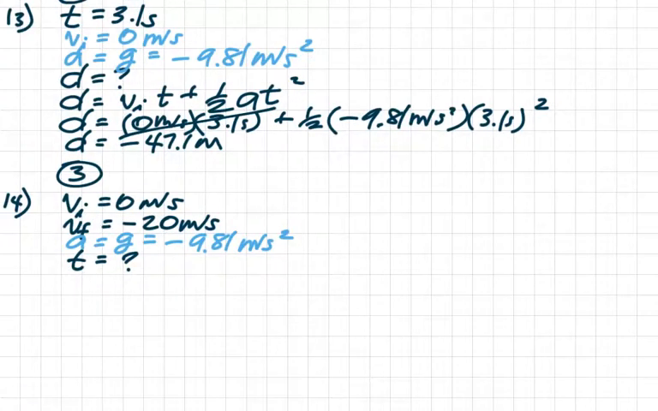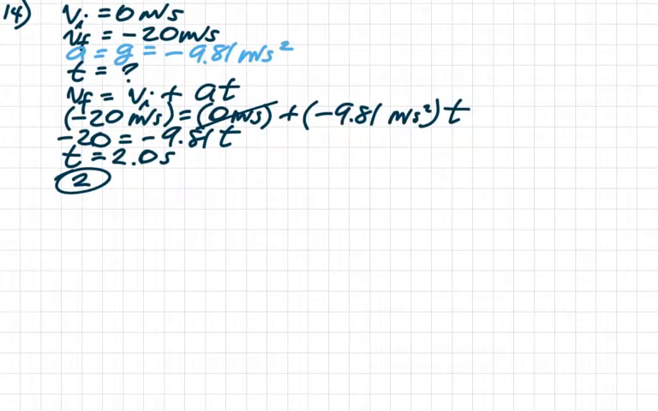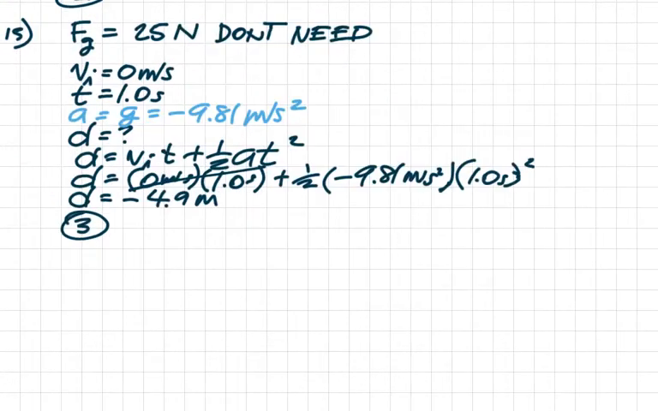Dropping a ball, wants to know the time when its speed is 20 meters per second. I made that V final negative because it's falling downwards. 2 seconds, choice 2. Next.